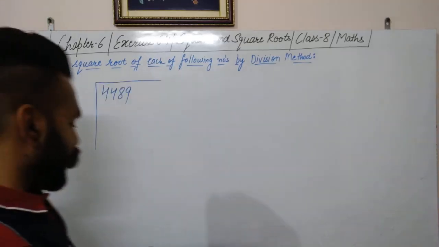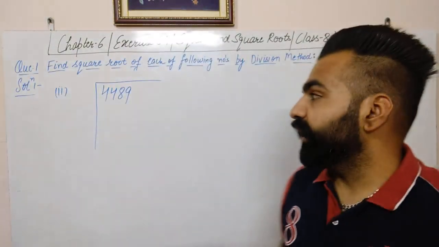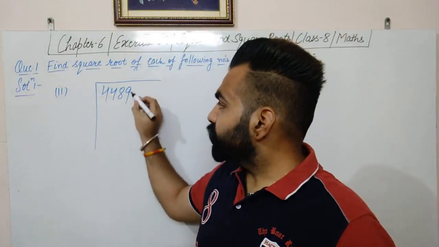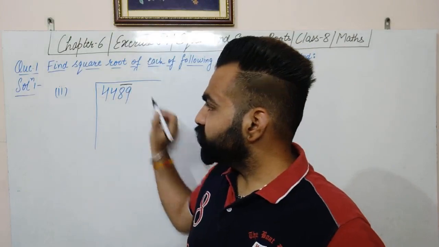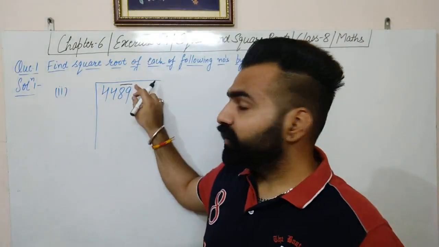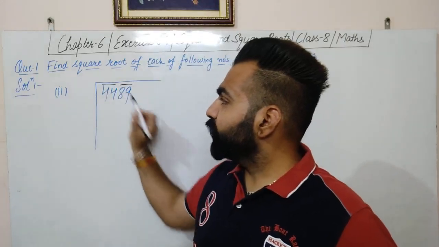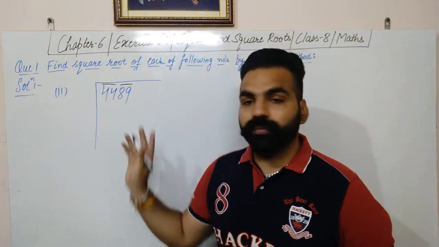Now the second part of the first question, 4489. So first step is to make pairs from the right hand side. So the first pair will be 89, so we will put a bar. The bar is the line here on 89. And the second bar will be put on 44. So there are two pairs here.